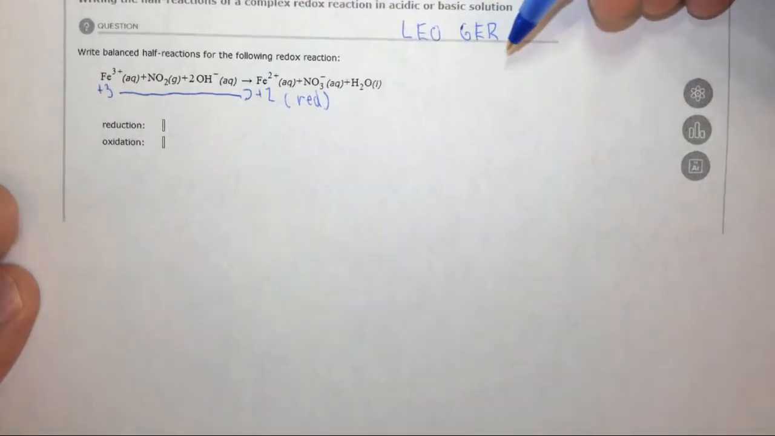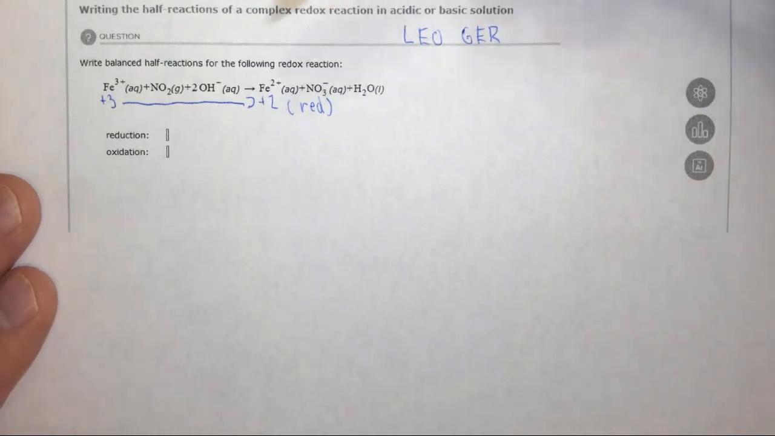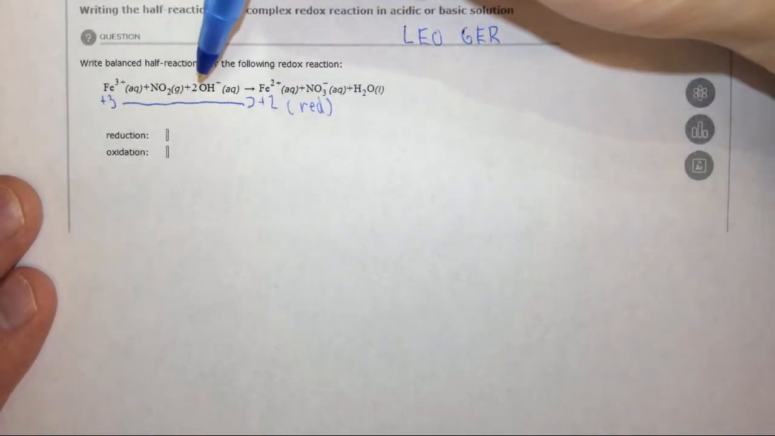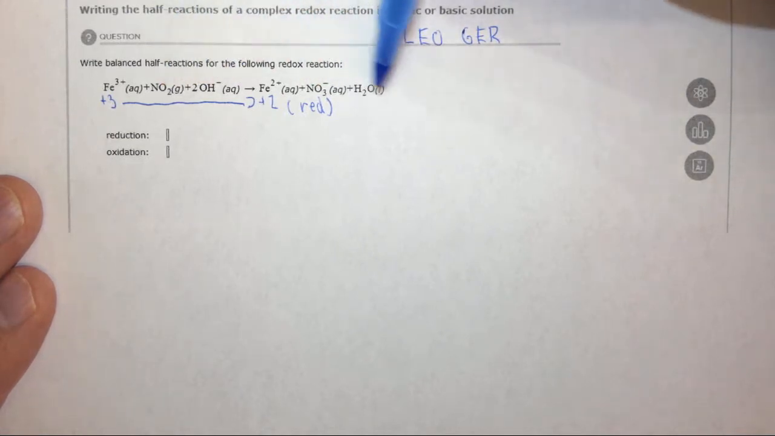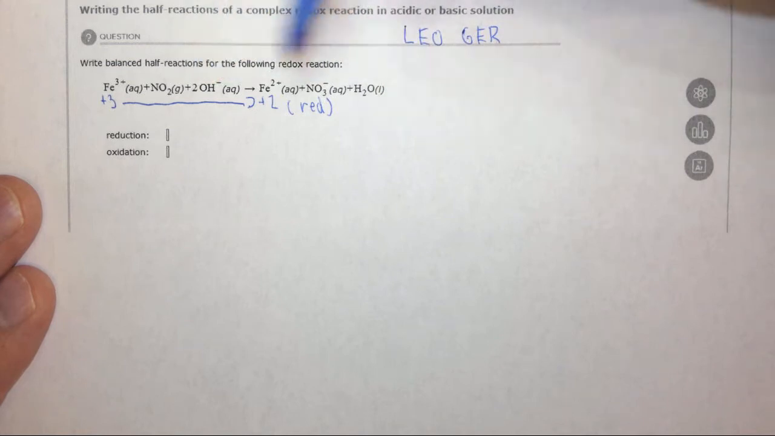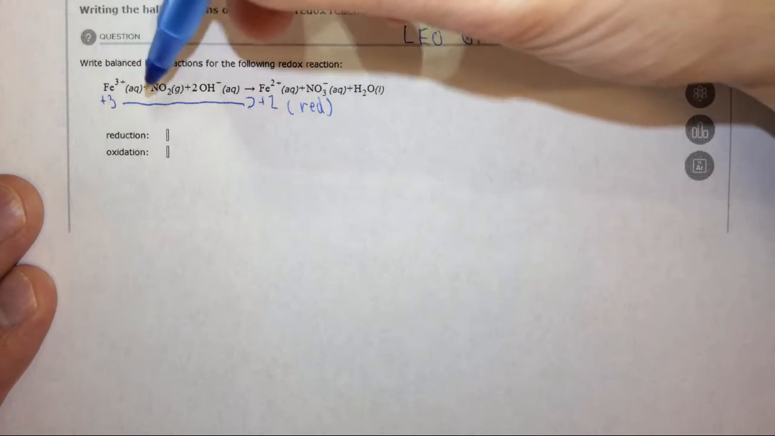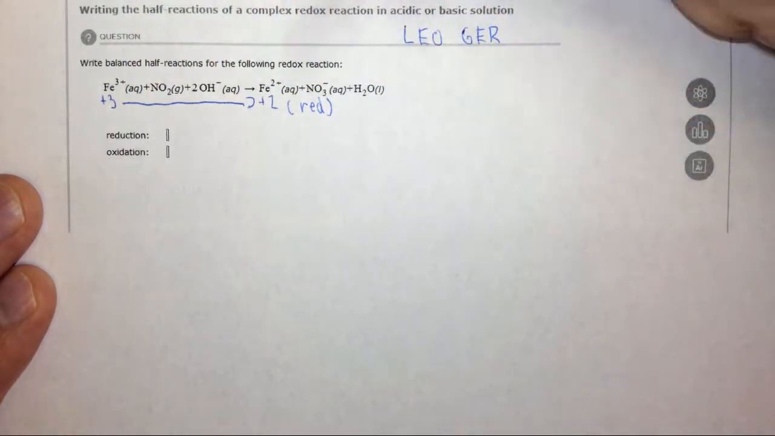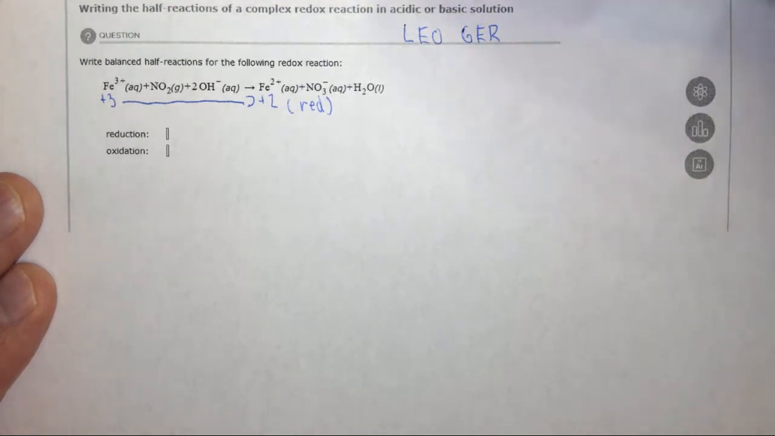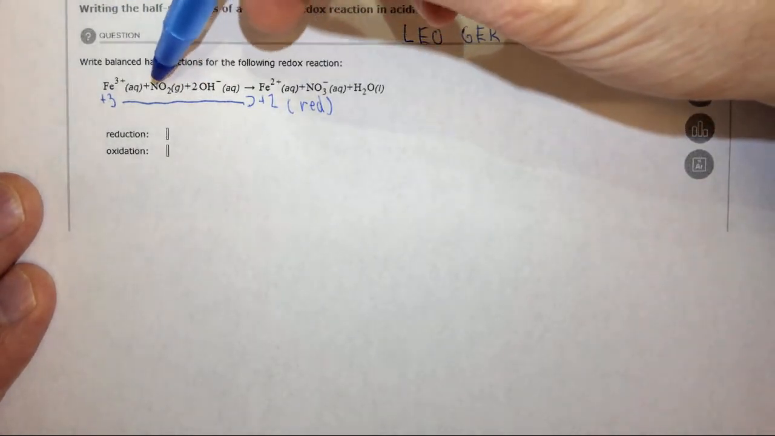Finding the oxidation, or what's being oxidized, is a little bit more challenging. But one thing I notice is that in both the products and reactants, we have oxygen, which is always minus 2. And we have hydrogen, which is always plus 1, or at least most of the time. And we have nitrogen. So a good candidate is nitrogen, because the hydrogens and the oxygens are kind of going along for the ride in this basic solution.